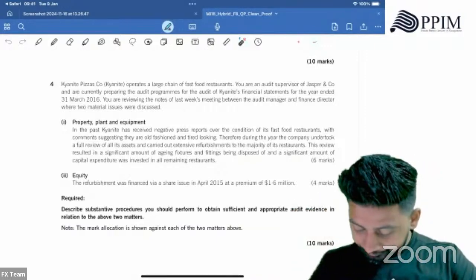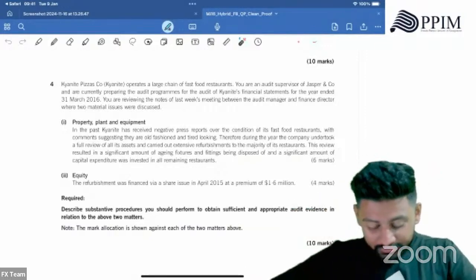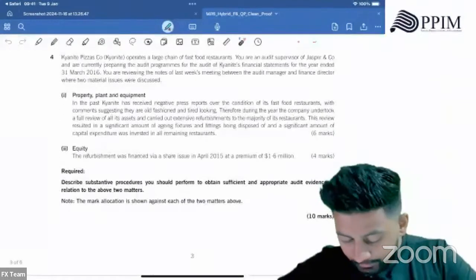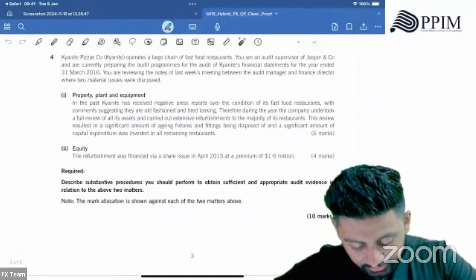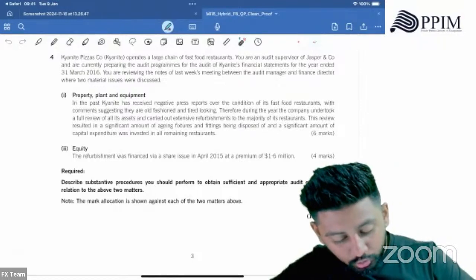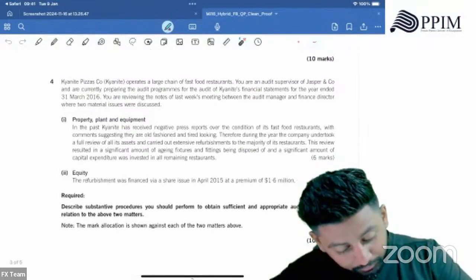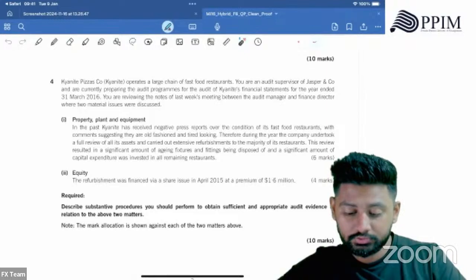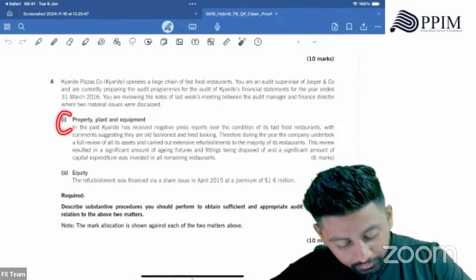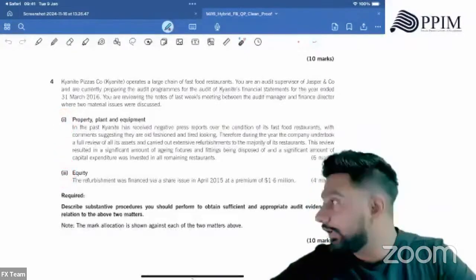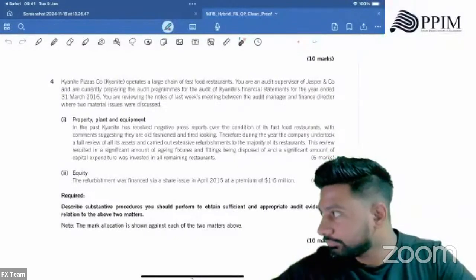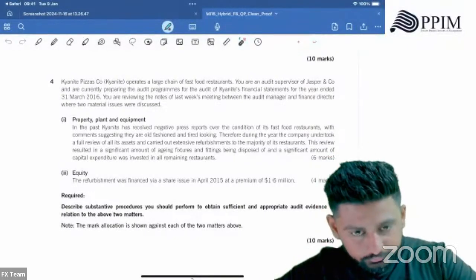Okay. Describe substantive procedures you should perform to obtain sufficient and appropriate audit evidence in relation to the above two matters. So there are two matters. Obviously, the first issue is the property, plant and equipment. Second is the equity. Okay. Super. Let's get going.